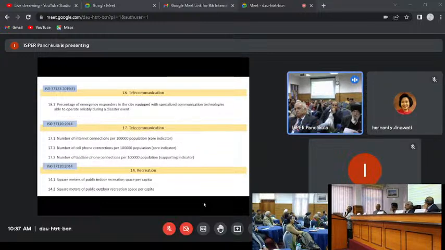Then one important aspect during any case of a disaster is the telecommunication facility. So what is the percentage of emergency responders in the city which are equipped with specialized communication technology and able to operate reliably during a disaster event? Because during a disaster, telecommunication or the passing of information becomes very important.